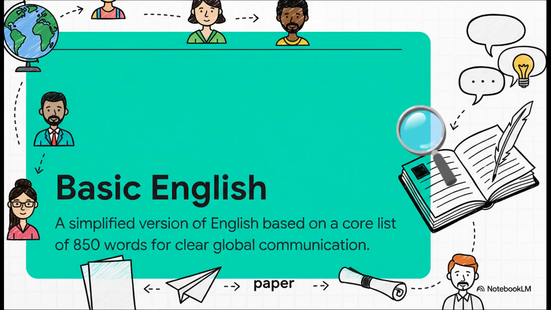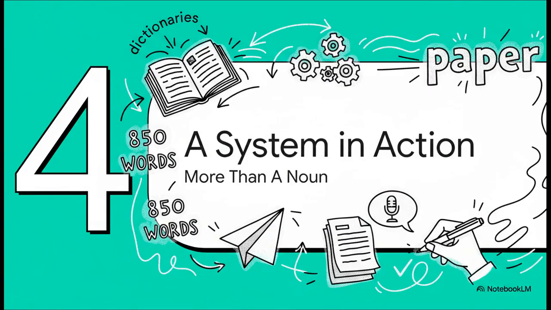So, Basic English. What is it? Well, it's a version of English that's been intentionally simplified, built around a core list of just 850 essential words. The whole idea was to make it super easy for anyone, anywhere in the world to learn and understand. And our word, paper, is one of those 850. Okay, so now that we're in on the secret, let's go back to that dictionary entry. Because now we can see this 850-word system at work everywhere, not just in the noun definitions, but in all the different ways the word paper gets used.